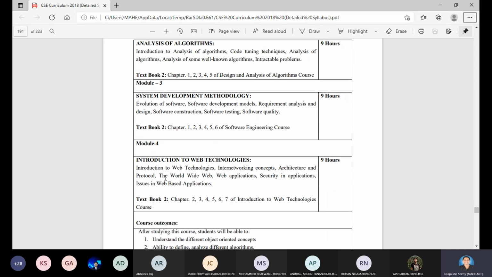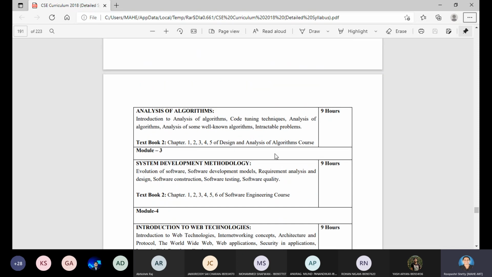The fourth module in the subject is another independent concept, that is introduction to web technologies. Okay. So what are the concepts involved in web technologies? How is security handled? How do you develop a simple web application? What are the challenges involved in developing a web application? All these things will be discussed in the fourth module. So these are something which are trending in the industry. Okay. So for you to join any industry, the basic requirements are discussed in this particular subject.